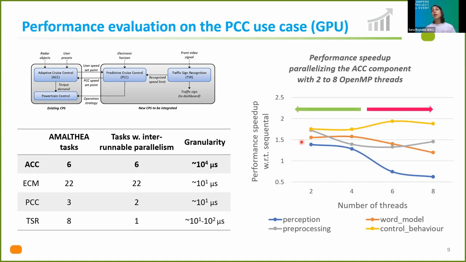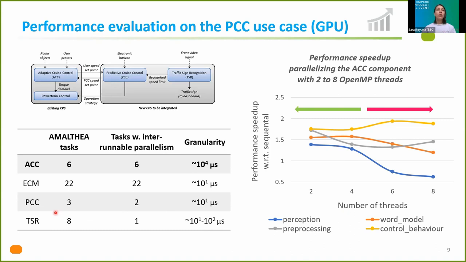So what we obtained when running the PCC use case on the Jetson platform is that, since we only parallelize the ACC, I'm only showing the performance speedup of this one. And as you can see, we are getting a speedup of 2 with up to 4 threads.